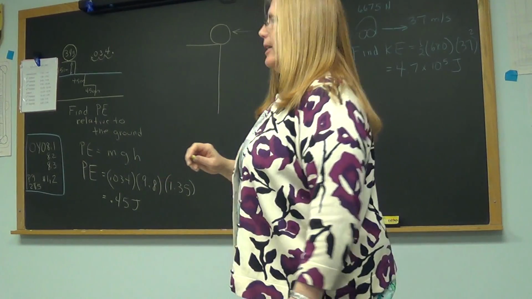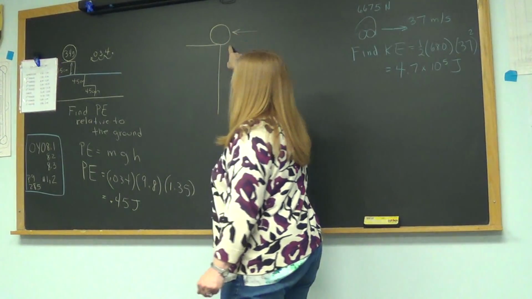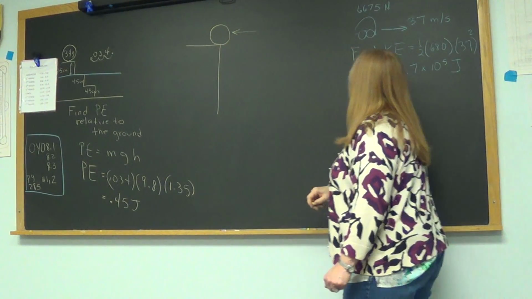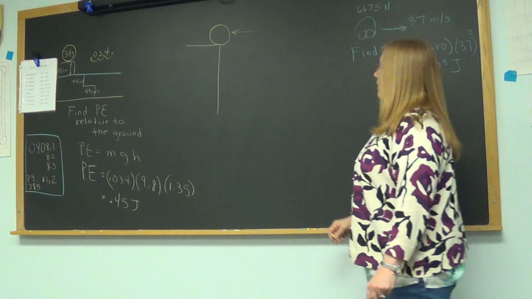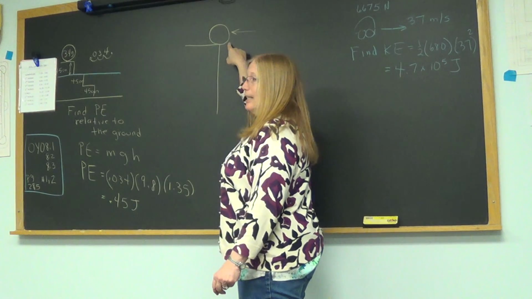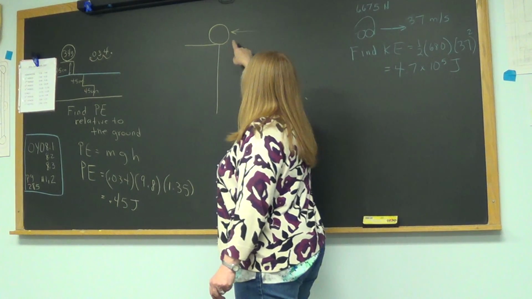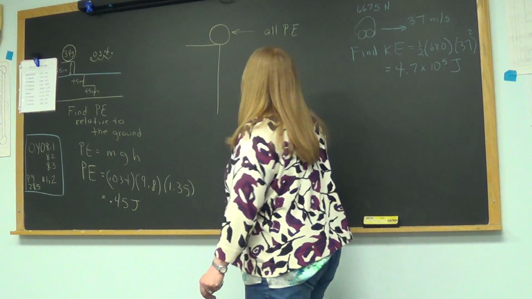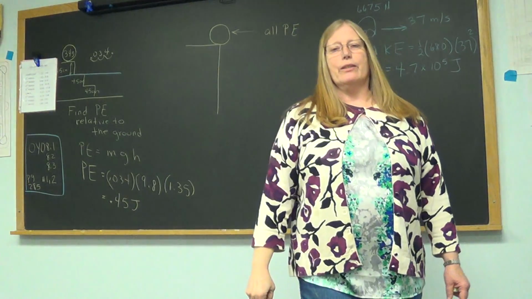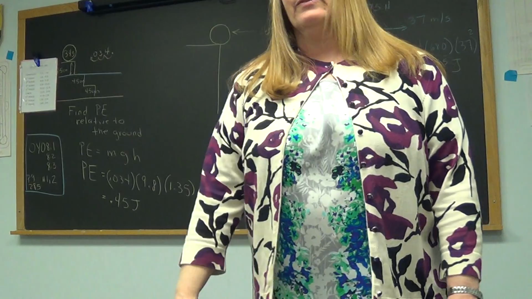So up here, it's all potential energy because it's still. Kinetic energy is energy of things in motion. The word kinetic means motion. Potential energy, it's perched here. So it's all PE. So on your notes, indicate that all the energy of this boulder is PE.